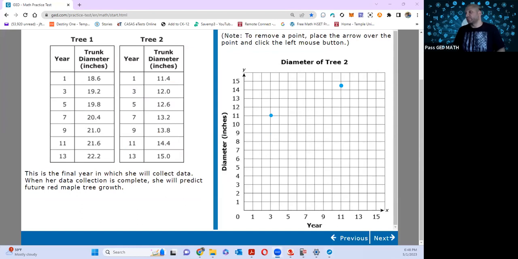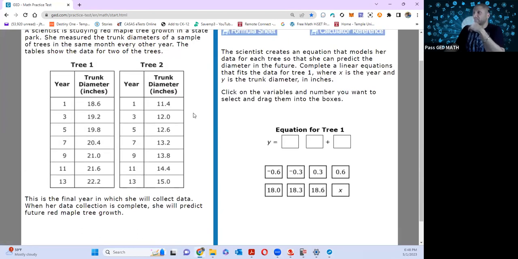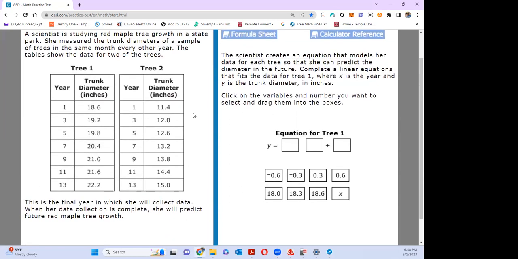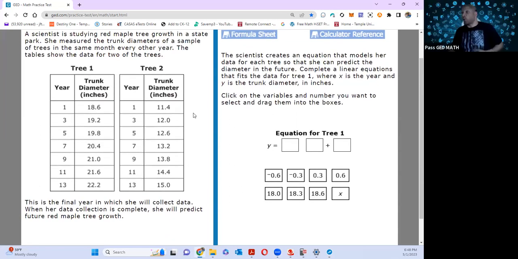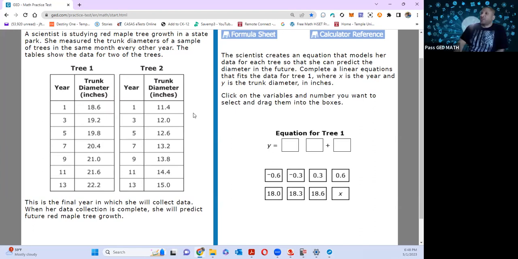Look at this question. The scientist creates an equation that models her data for each tree so that she can predict the diameter in the future. Complete a linear equation that fits the data for tree 1, where X is the year and Y is the trunk diameter in inches. Click on the variables and number you want to select and drag them into the boxes. Oh my goodness. Are you kidding me?